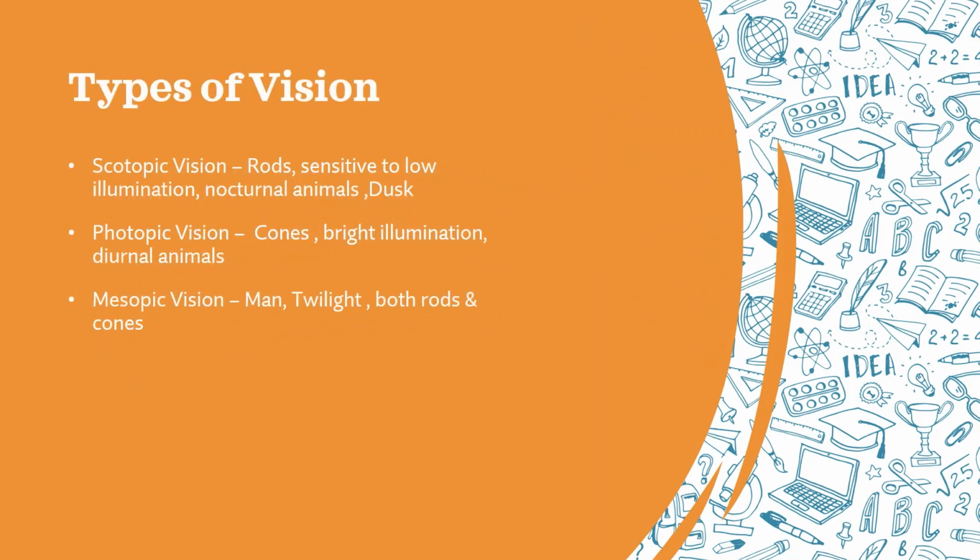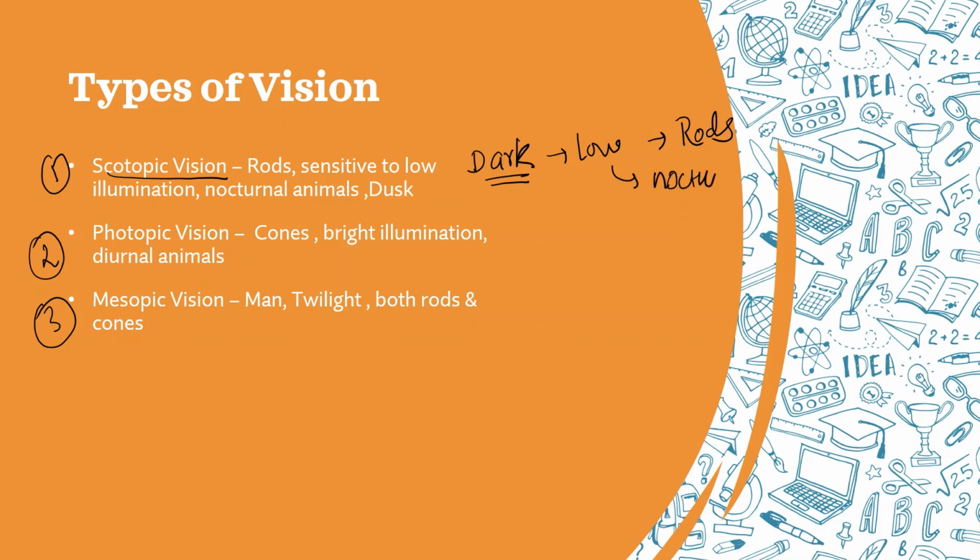Next comes types of vision. There are three types: scotopic vision, photopic vision, and mesopic vision. Scotopic means dark, which occurs in dark or low light. So obviously the rods play an important role. It occurs in nocturnal or night-living animals such as bats. These are the keywords which I am pointing out here.